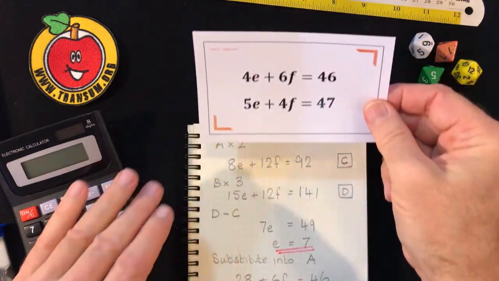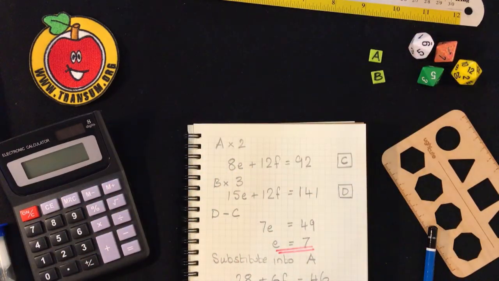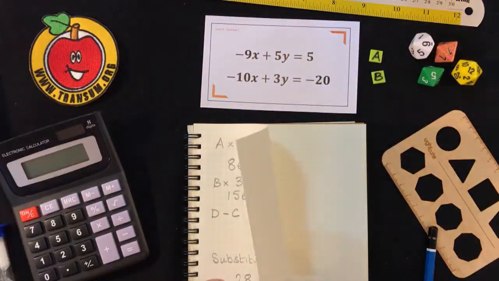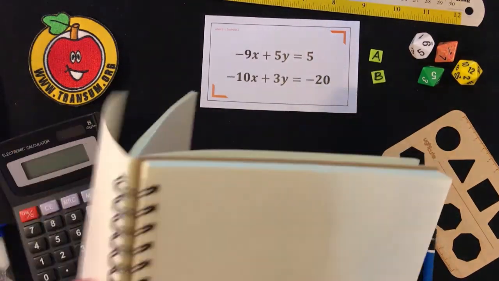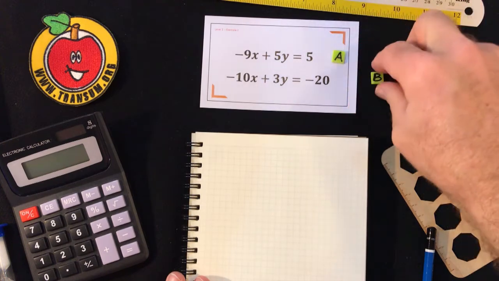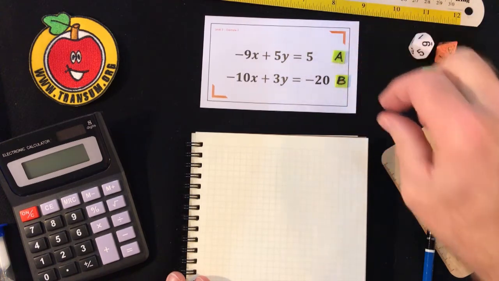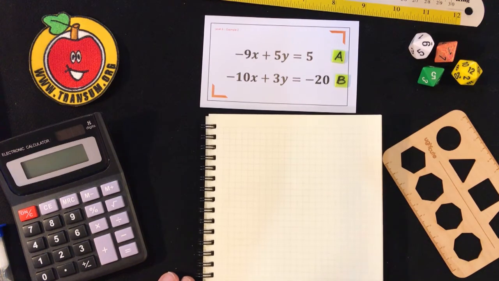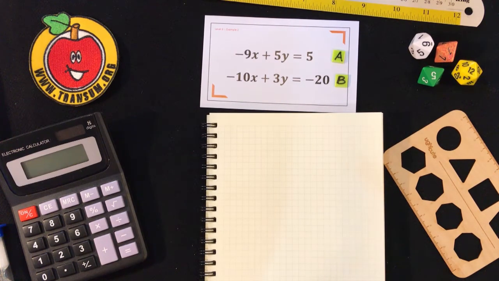Okay, one more example for level 3, and it looks like this. Okay, you're probably getting to the routine now. The very first thing we do is we label the equations A and B.